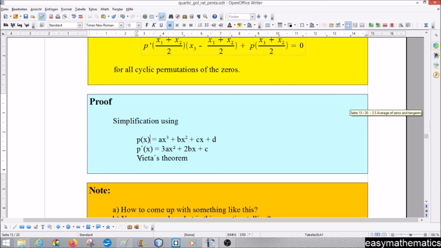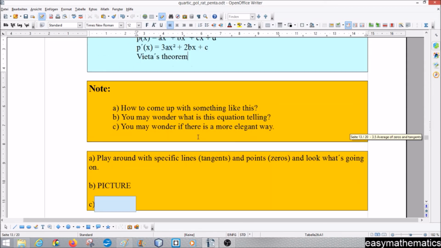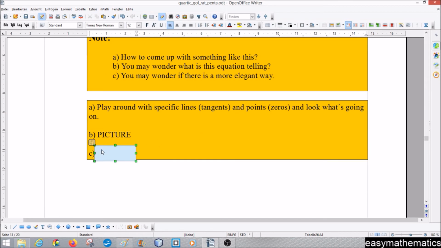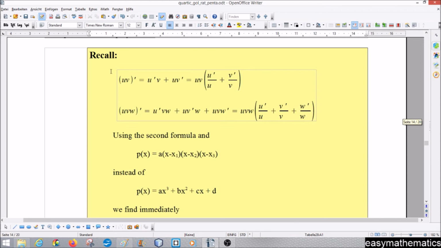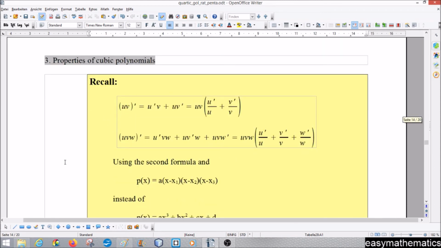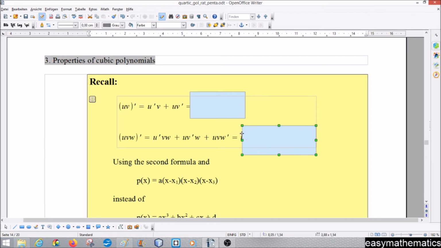And like I said, if you try to prove it with Vieta's theorem, it's a little bit hard because there are so many terms, and you have to take care about the signs. We prove it more elegantly, and like I said, there is a more elegant way. Yeah, I want to make a recall. The product rule. No, we forget about this for a second.